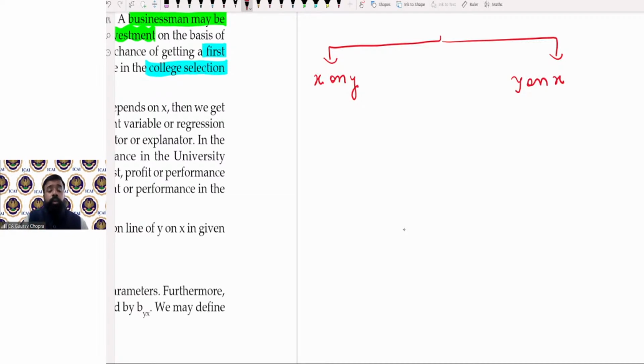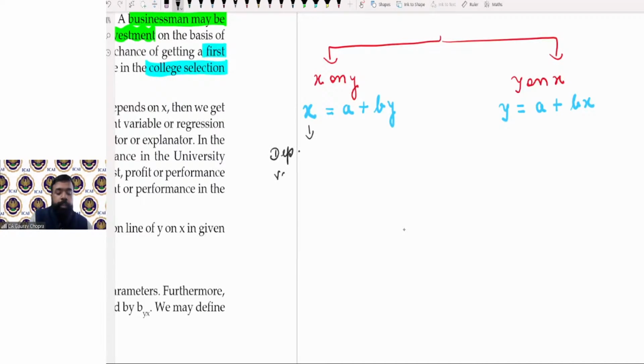So we were talking about two types of equation. One is x on y and second is y on x. So what is the equation? x is equal to a plus by, and y on x is y equal to a plus bx. So these are the two types of equation. Here, if we talk about x on y, so in x on y, x is basically a dependent variable.